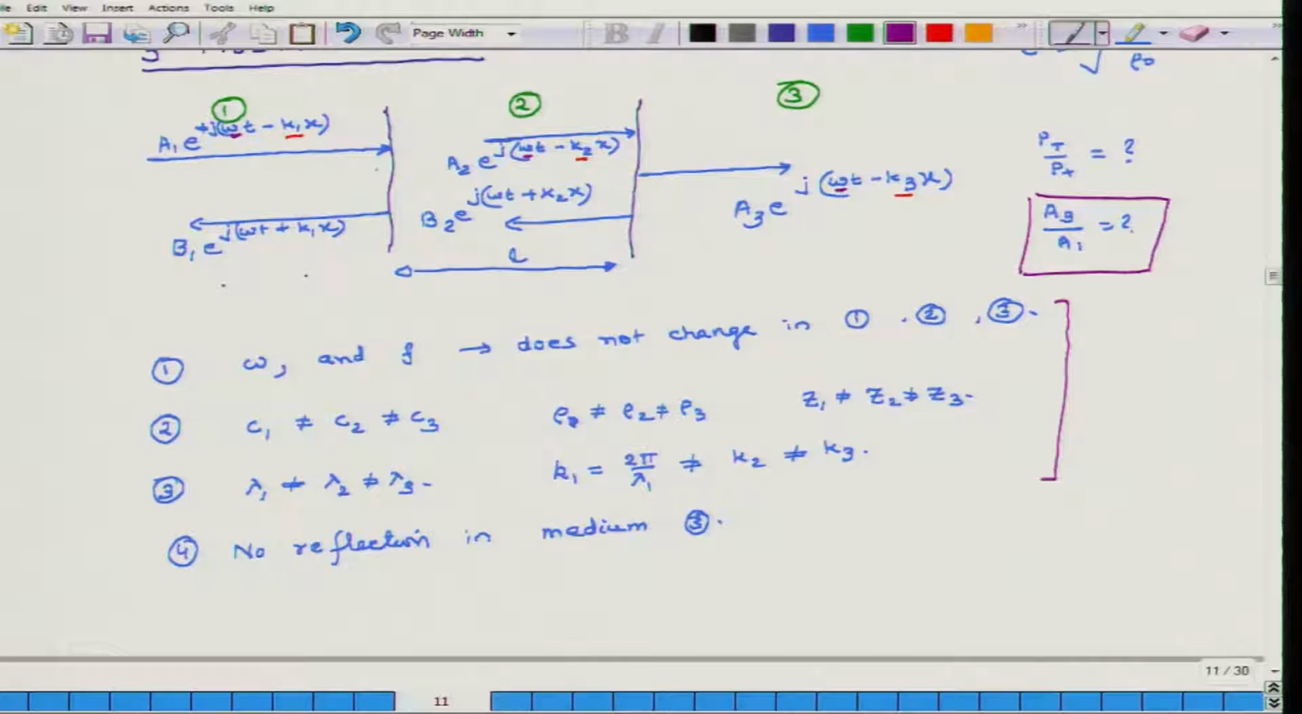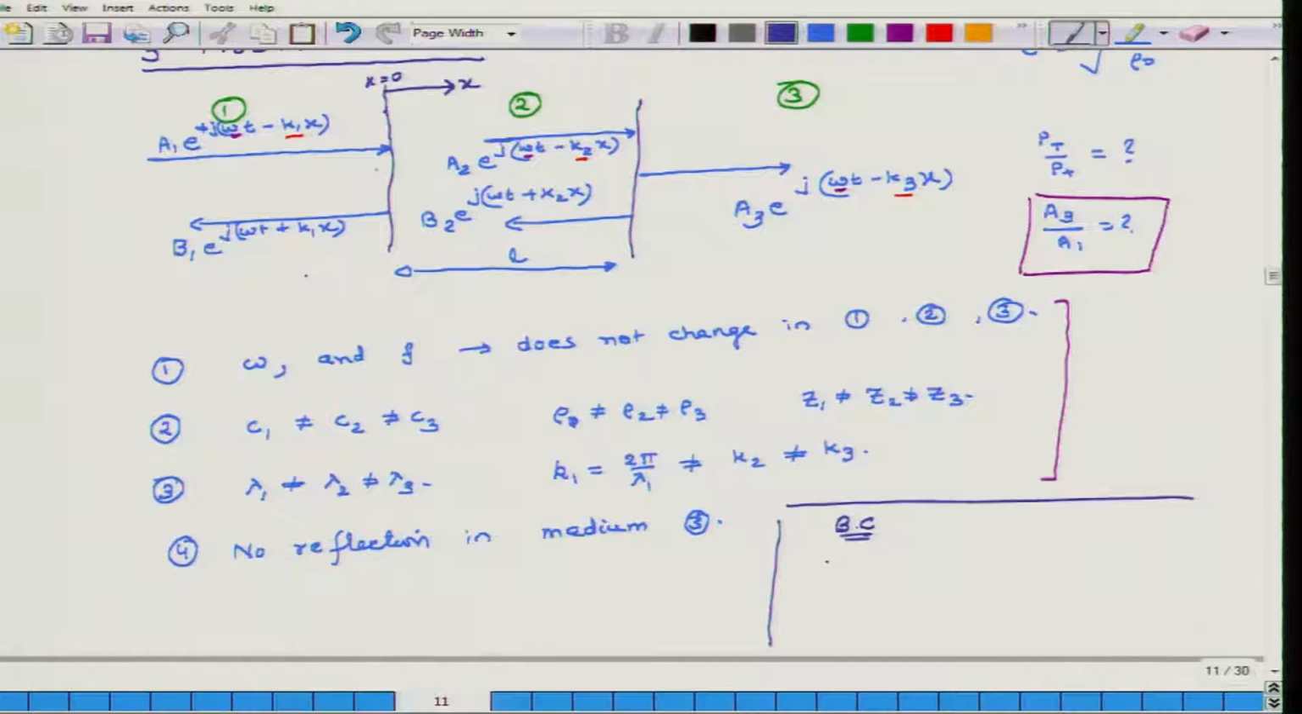Now, before we talk about the interface between medium 1 and medium 2 and medium 2 and medium 3, let us define our coordinate system. Our coordinate system is such that this is the direction x, and at this first interface x is equal to 0. Okay. So, let us look at the boundary conditions which will give us the extra conditions.